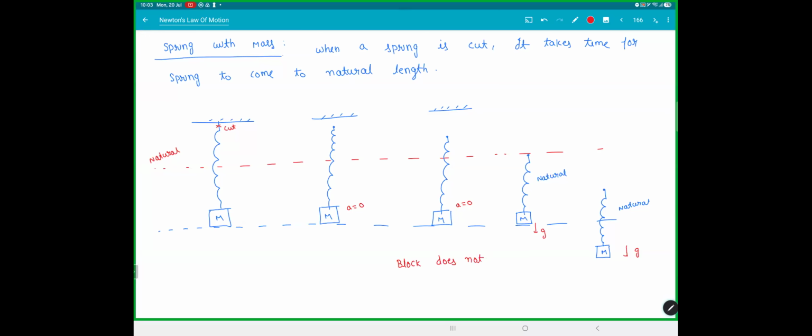The tension in the spring itself is changing. It's a little difficult to study the whole thing. That's why we take massless springs. Block does not move till spring comes to natural length, and this is how real life springs work. But unless they mention otherwise, always assume springs are massless. Just keep that in mind.